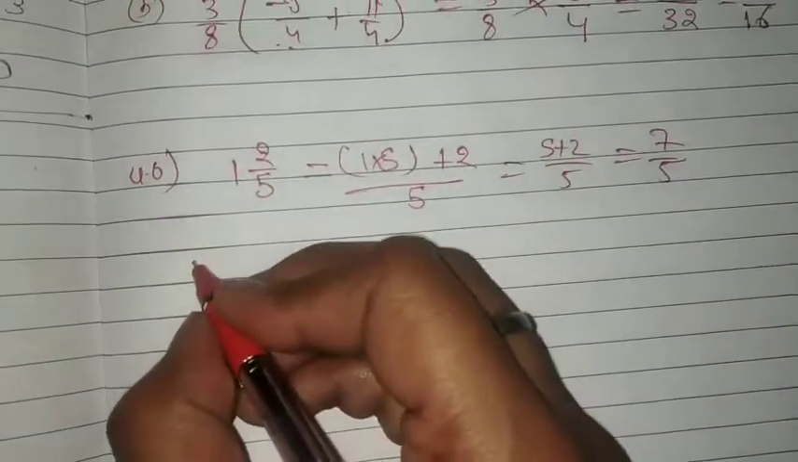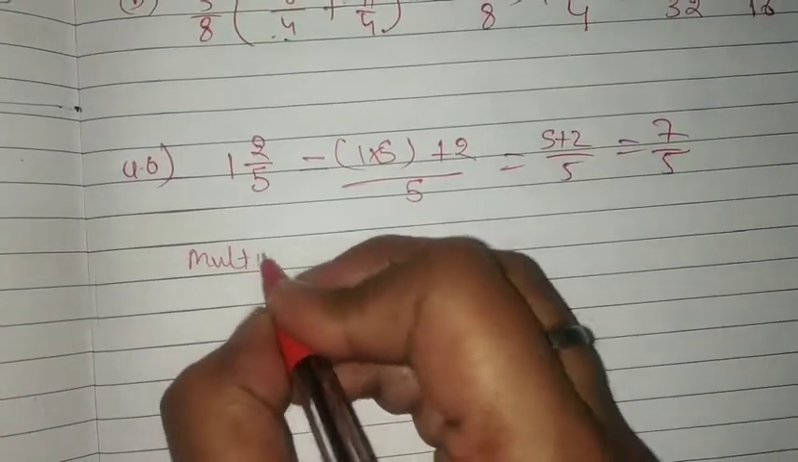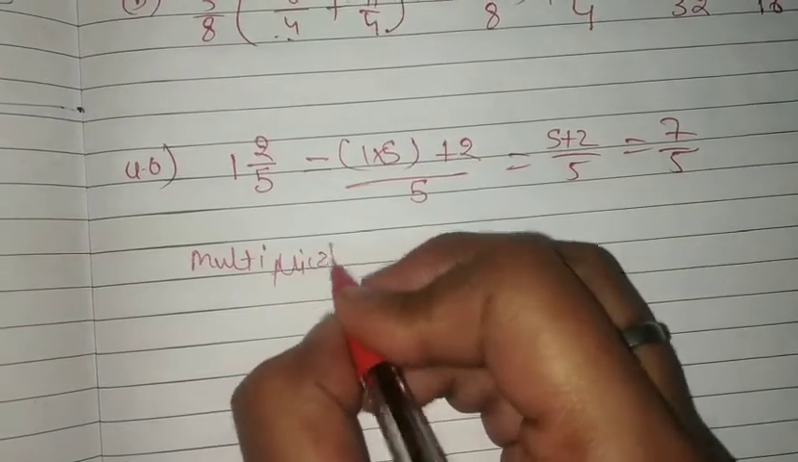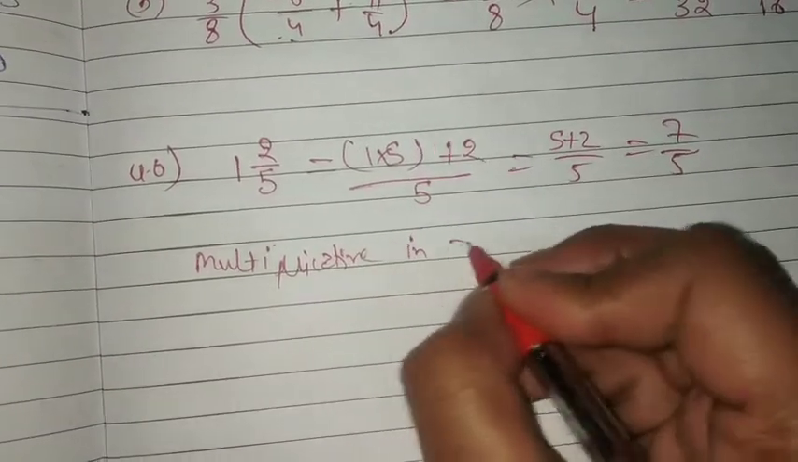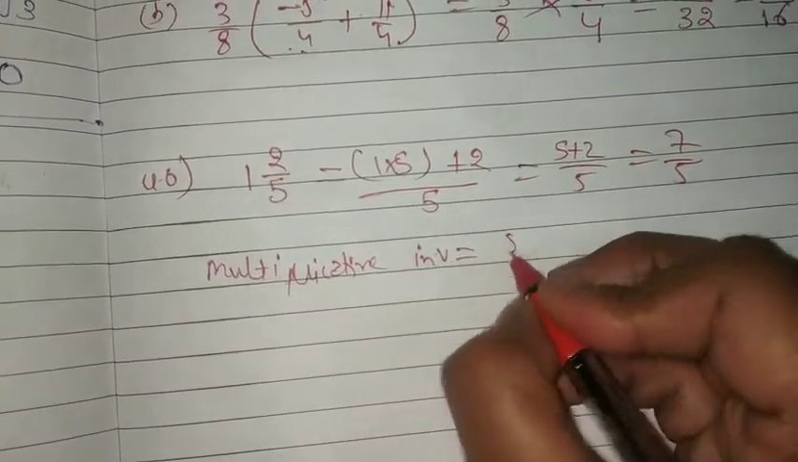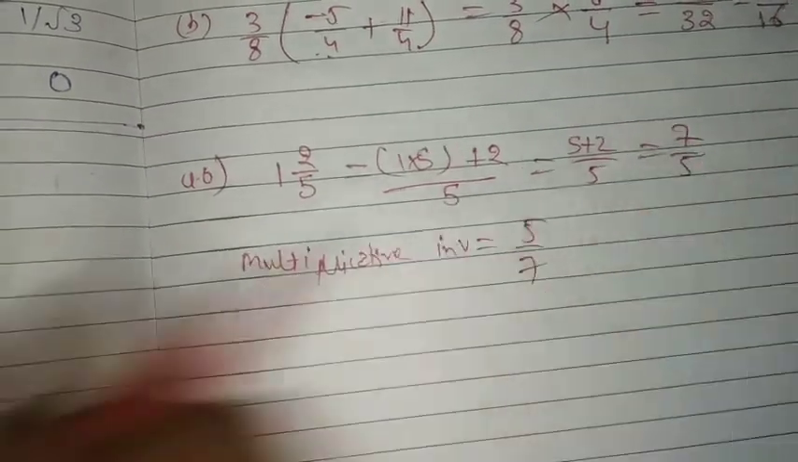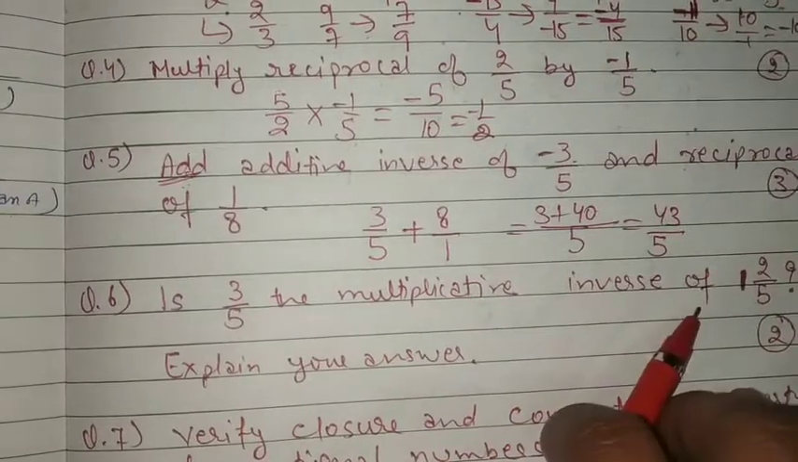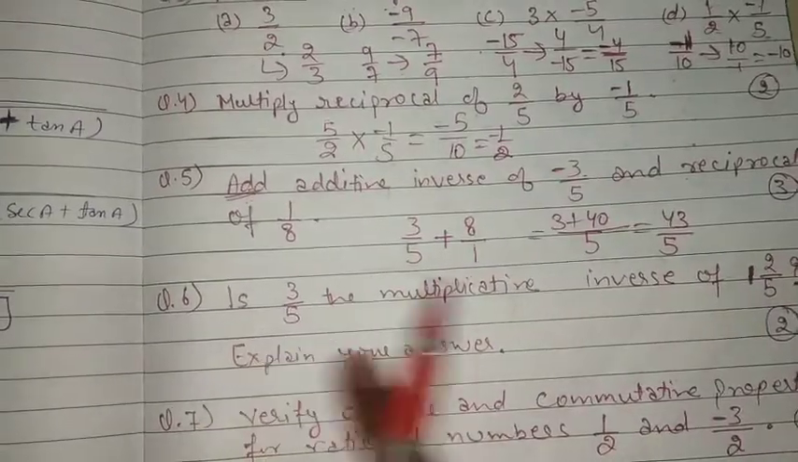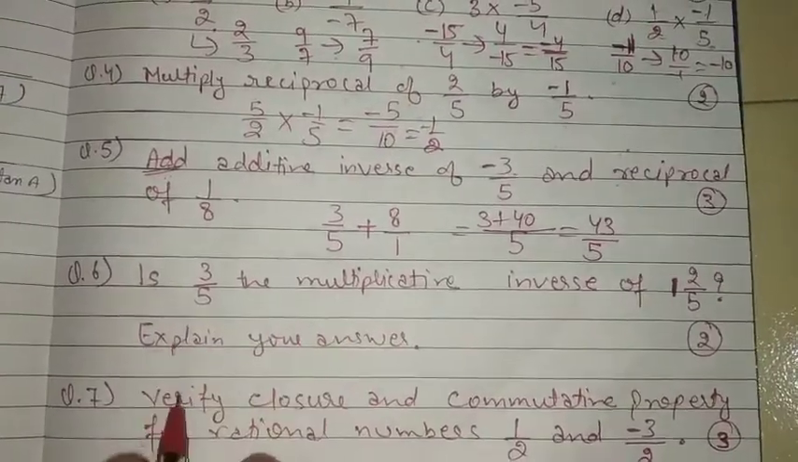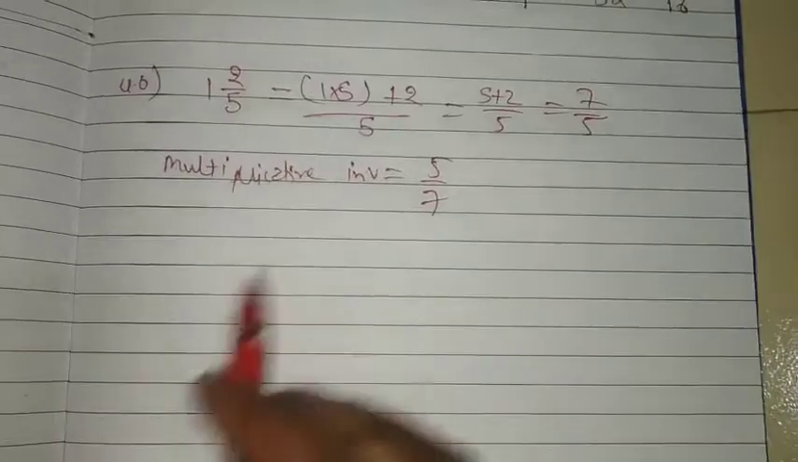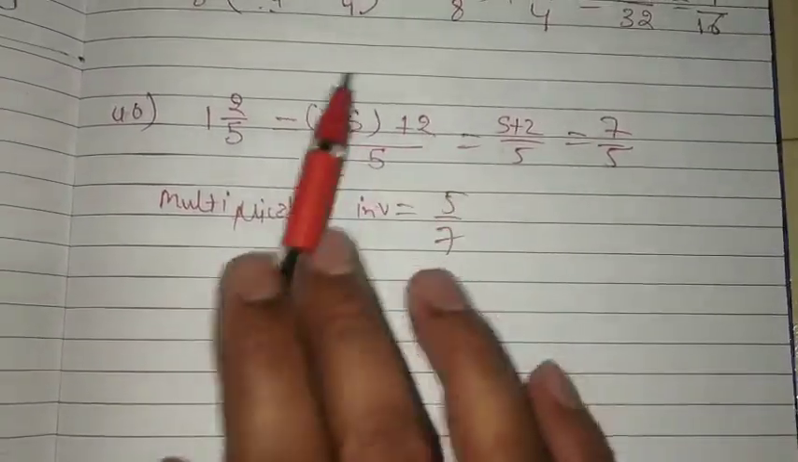Now what is the reciprocal or multiplicative inverse? Multiplicative inverse will be 5 by 7. Here I asked, is 3 by 5 the multiplicative inverse? So no. What is the multiplicative inverse? It is 5 by 7, not 3 by 5. So the answer was no, and to explain your answer you needed to show this calculation.